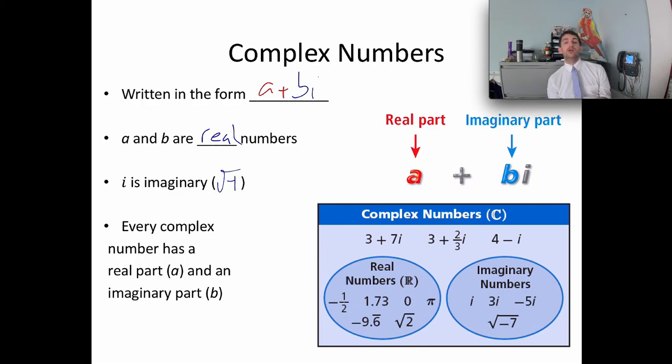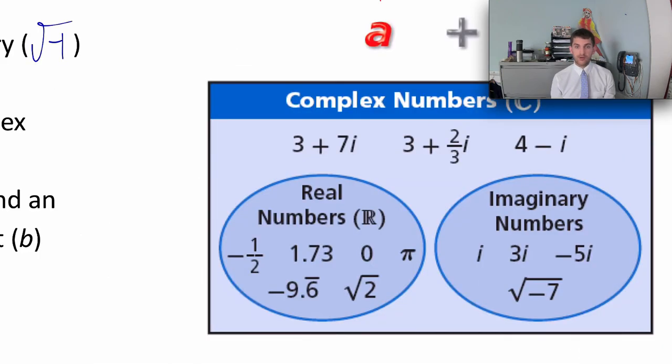Now every number you can think of can be written as a complex number. So for example, looking at this little infographic down here, real numbers like -1/2, 1.37, 0, pi, those are all real numbers. And then imaginary is anything that includes an i or would include an i, like the square root of -7. Complex numbers have a real part and an imaginary part.